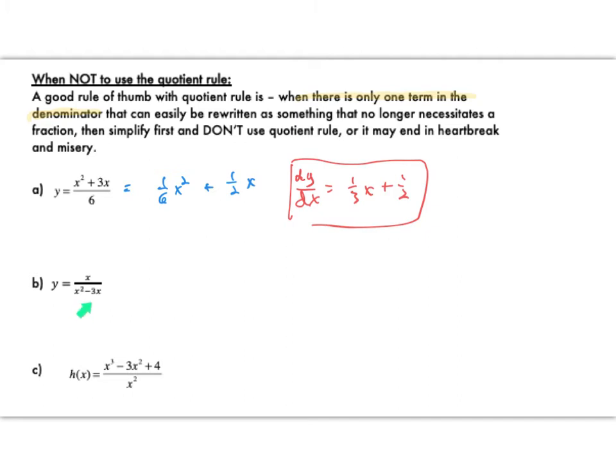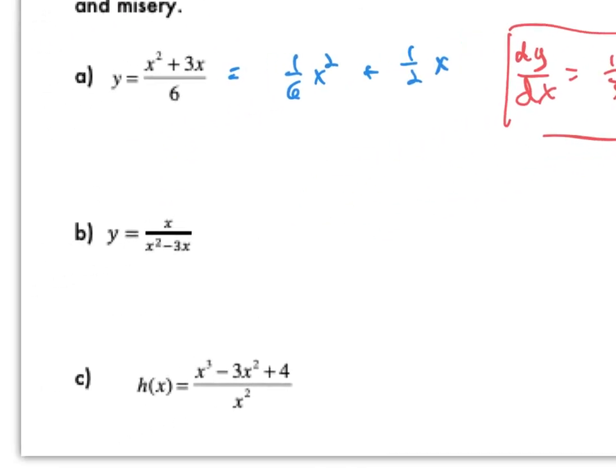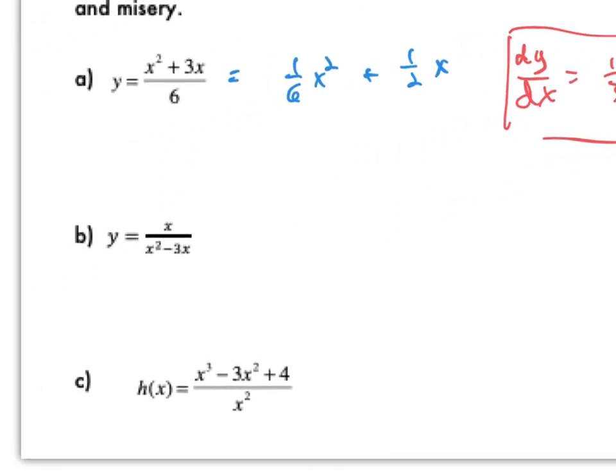Okay, now in part B, you will want to use the quotient rule. There's more than one term. So let's run through the process and see what happens on a part B here. So our derivative dy over dx is going to be the low function, x squared minus 3x, times the derivative of the high function. That's just going to be 1 because the high function is just an x. Okay, then it's minus the high function times the derivative of the low, so 2x minus 3.